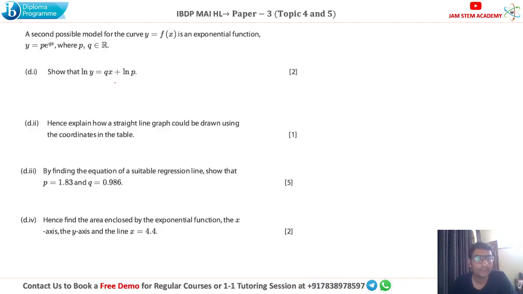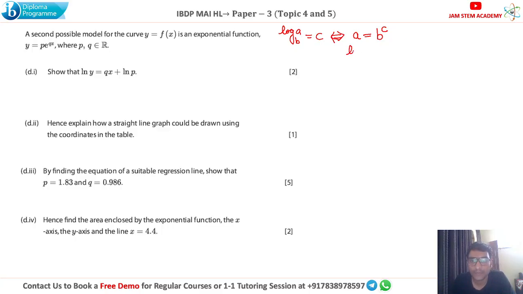So it says the second possible model is y equals p times e raised to the qx. That's our exponential form. I'll show you the definition also. By the way, the definition is again given in your formula booklet. I'll write here log a base b equals c. This is the logarithmic form for the exponential form. The same thing can also be represented as a equals b raised to the power c. The right side is exponential and the left side is the logarithmic form for the same expression.